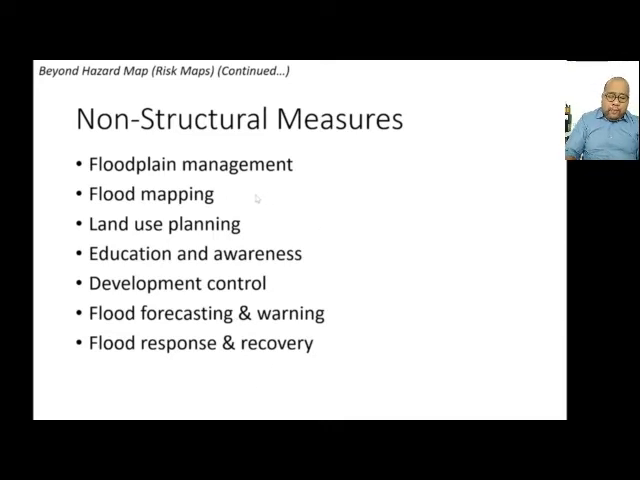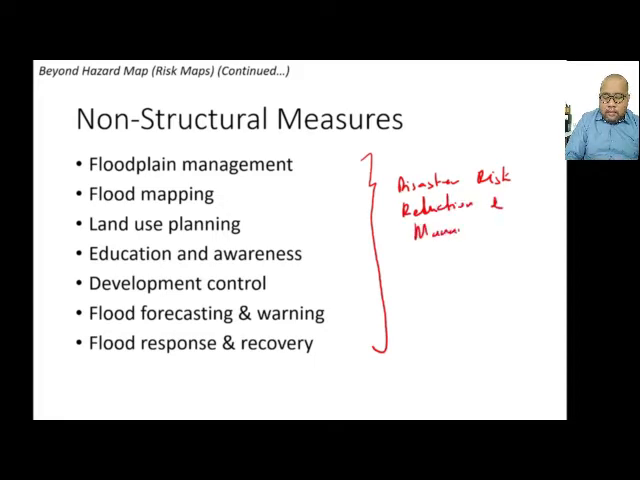So from here you can see all these things are actually disaster risk reduction and management. It is the same as your Master of Disaster Risk Management. This is the reason why you are studying.